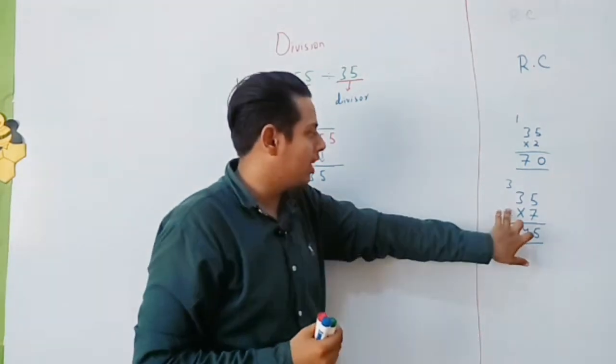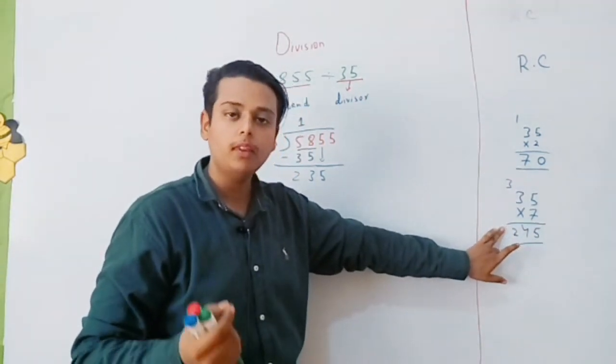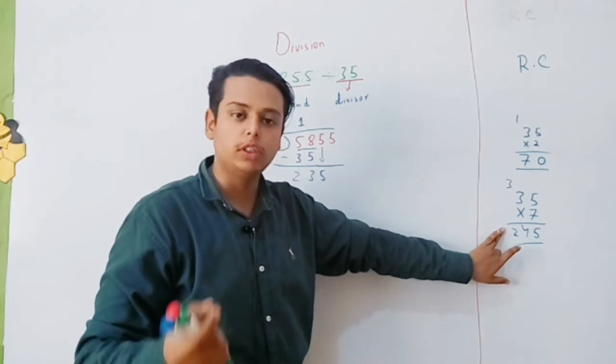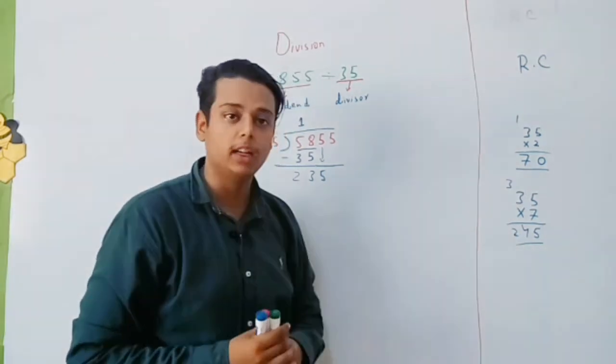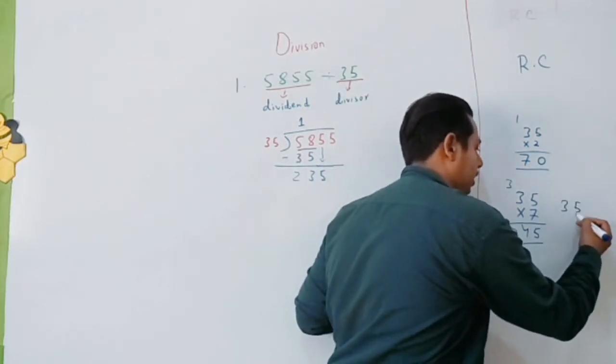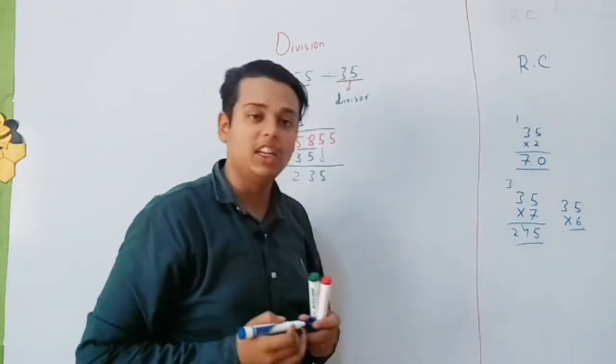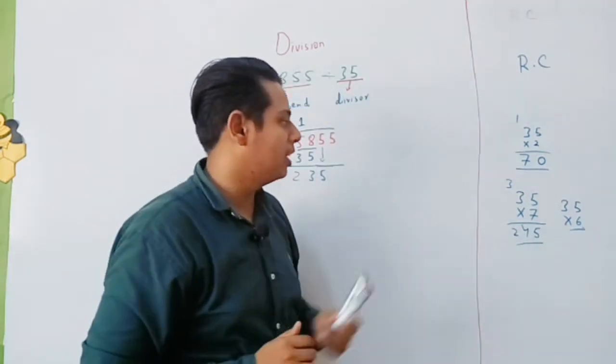So I need to multiply 35 with a smaller number. अब हमें क्या करना पड़ेगा? 35 को उससे 7 से छोटे नंबर से मल्टीप्लाई करना पड़ेगा. So I am just using 35, multiplying 35 with 6. 35 को किससे मल्टीप्लाई कर रहा हूँ मैं अब? 6 से मल्टीप्लाई कर रहा हूँ.